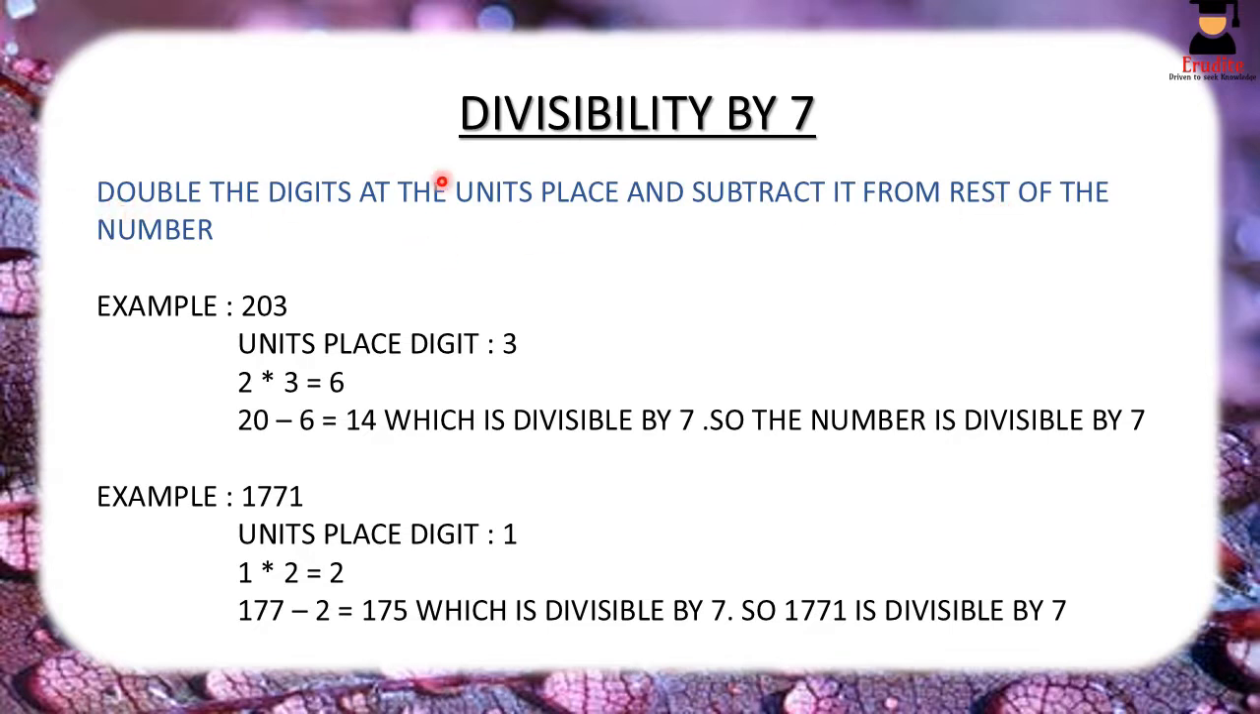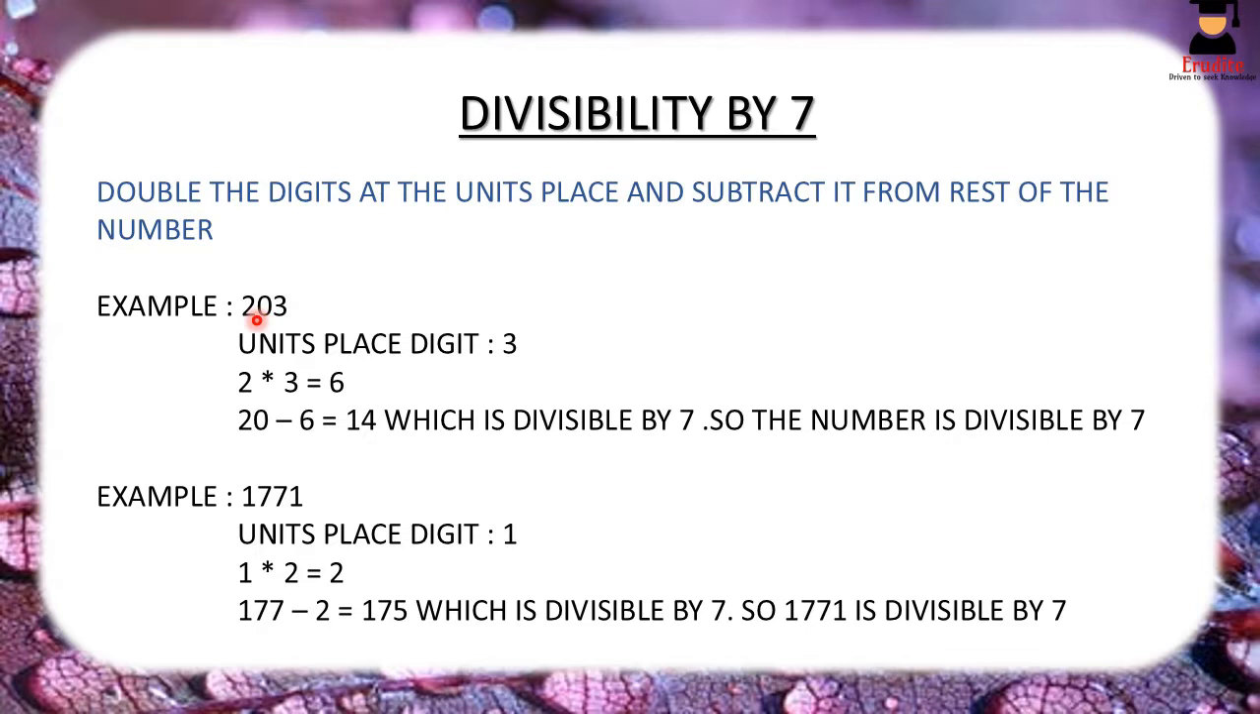It says first double the digits at the units place. So I have the number 203, which I have taken as an example. At units place I have the digit 3. So I am doubling the digit at the units place. It is going to be 3 into 2, that is going to be equal to 6. And subtract it from the rest of the number. So if I cut out 3 from this particular number, the number that remains is 20.